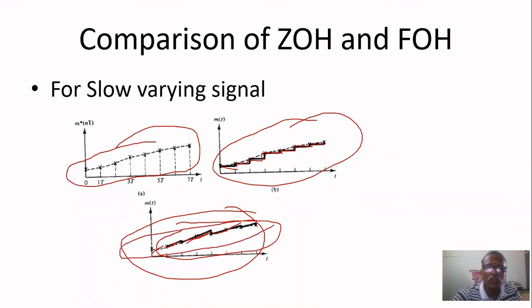If it is slowly varying, both are almost identical. If you compare these two, the first order hold doesn't have any overshoots. It closely follows the signal. We'll compare with zero order hold, but both are in acceptable limits.